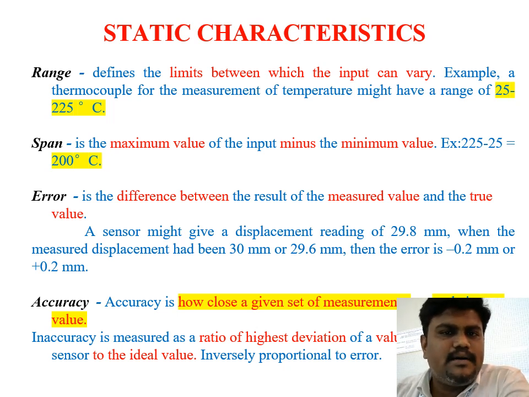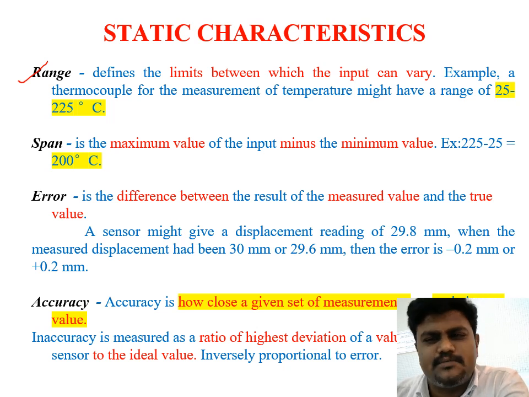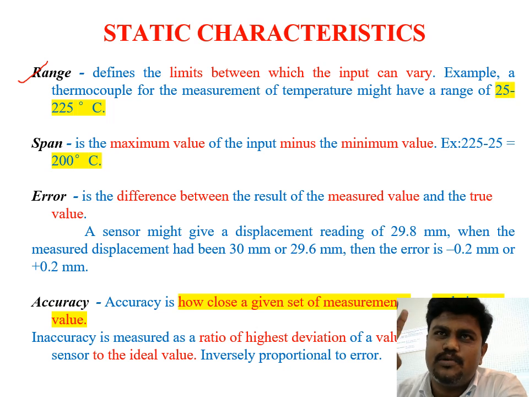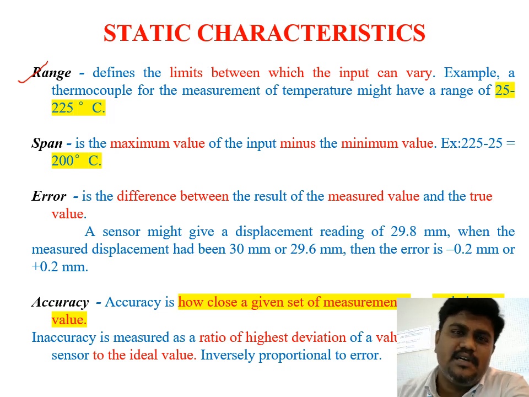So talking about static characteristics, it covers range, span, error, and accuracy. What is a range? When you talk about range, it has to have two values, a minimum and a maximum value. For example, a thermocouple will have a range of 25 to 225. Whenever you call something a range, you should define it with a minimum value and a maximum value. It means it can operate between 25 degrees Celsius and 225 degrees Celsius. That is what the range is all about.